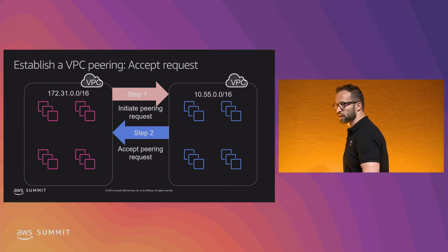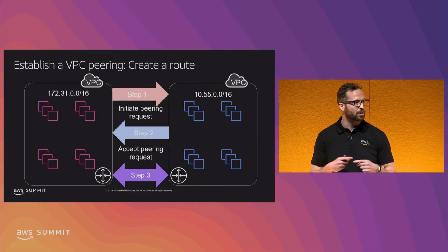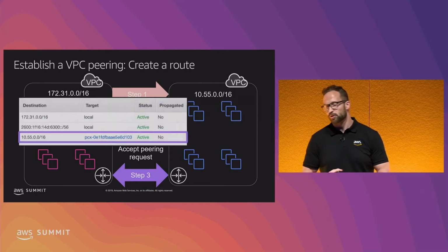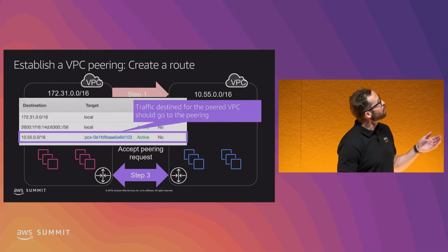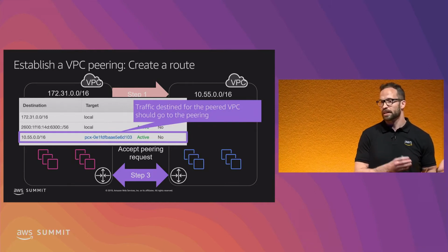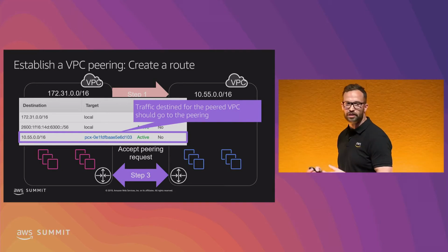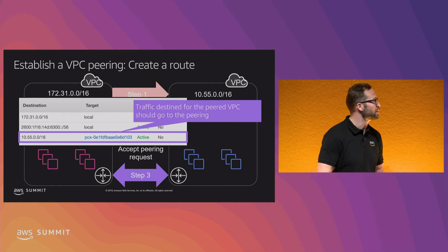Very simple. The final step is to update the routing tables on each side to make sure the traffic can flow. So if we zoom into the VPC on the left, we now see an additional routing entry in the routing table that's telling us how to reach the IP address range of the VPC on the right, and the destination is going to be the peering connection we've just created.